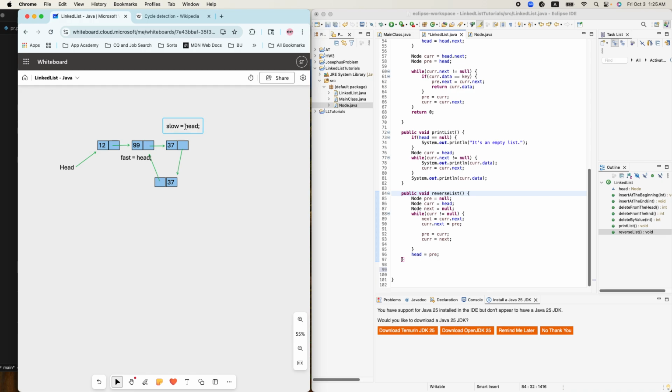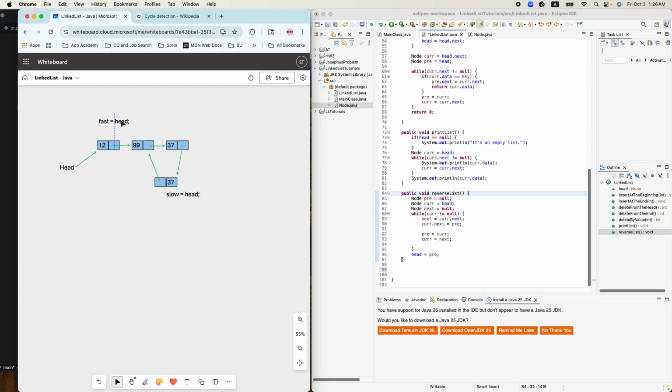The next time when the slow comes here, the fast jumps two nodes, comes here and here. So you see that at this point they are pointing to the same node. That means there is a cycle. If there was no cycle, this fast pointer would reach the end of the list faster, and there would not be a meeting, a collision between these two pointers.